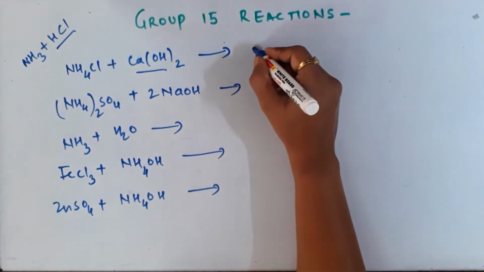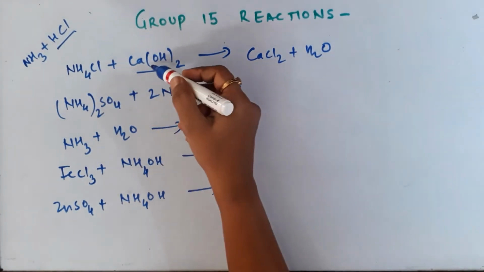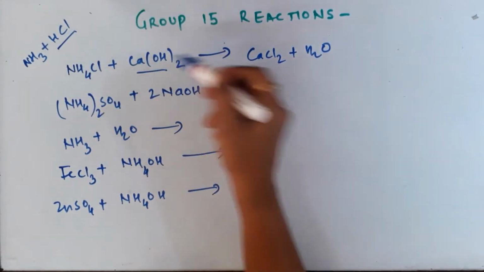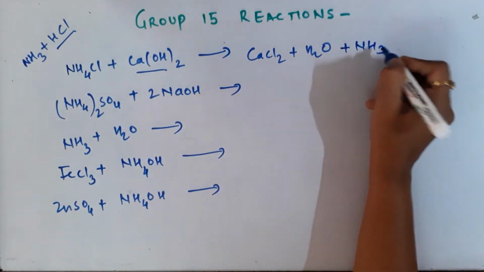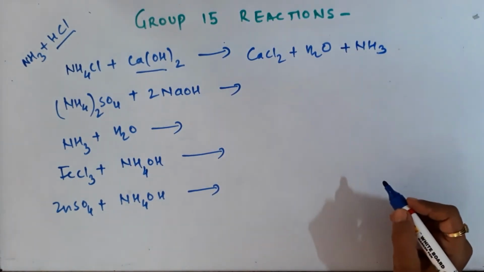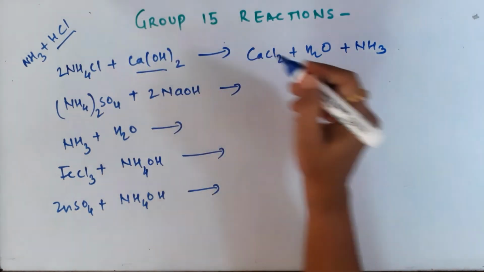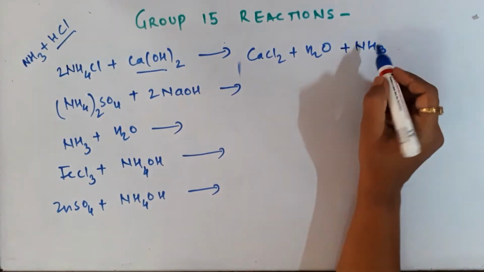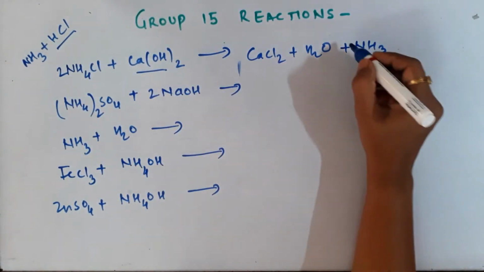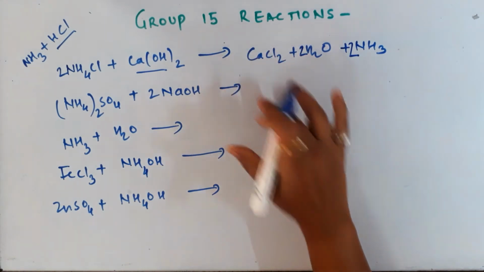Ca(OH)2. So what products do you get? Okay, Ca(OH)2 plus NH4Cl gives you calcium chloride plus water, and ammonia is also coming out. And then balancing you can do by trial and error method. So we can get here 2 times, this will be 1 time only, we'll get 2 times ammonia because here it's 2 NH4, and water is also going to be 2 times.